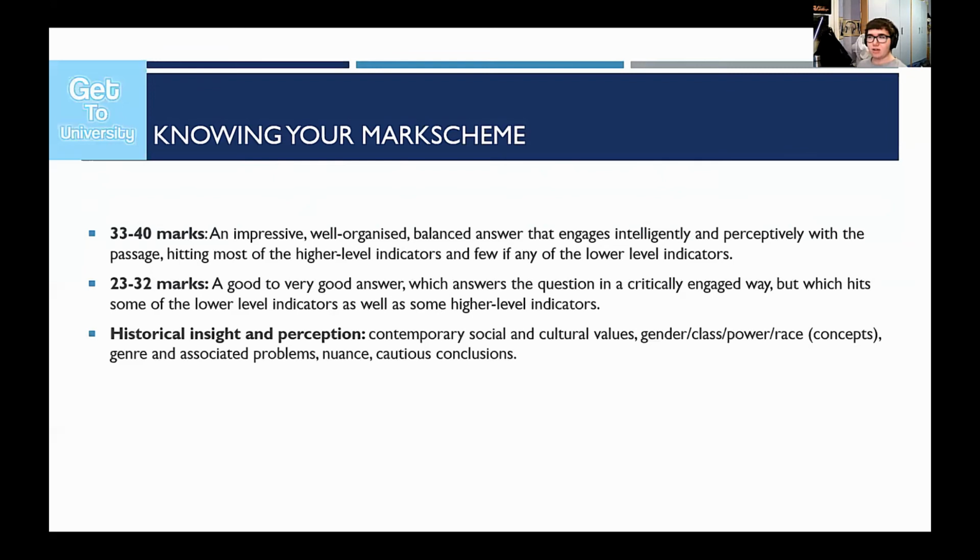Nuance is about showing these different perceptions and how they link together, and cautious conclusions. So don't be like, 100% it definitely says this. You can say things like, the source suggests this, or I can infer from the source, and those sort of key phrases. I'm sure if you looked online, you'd find these cautious conclusion phrases, but don't go smashing in there saying that it 100% definitely says this and no other interpretation is possible, because you don't know the historical context.